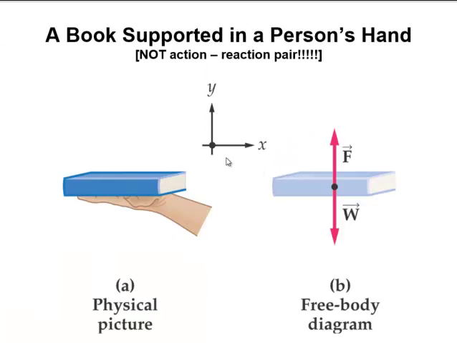Okay, now we're thinking about a book which is resting on a hand. We can see the physical picture. Now if we think about the forces acting on it, we've got the force of the hand pushing up, and then we have the weight of the book pushing down. Now please notice, and we're going to talk about this later on, this is not an action-reaction pair because they're different forces. We'll talk about action-reaction pairs when we talk about Newton's laws later on. It's just a note for you to think ahead.